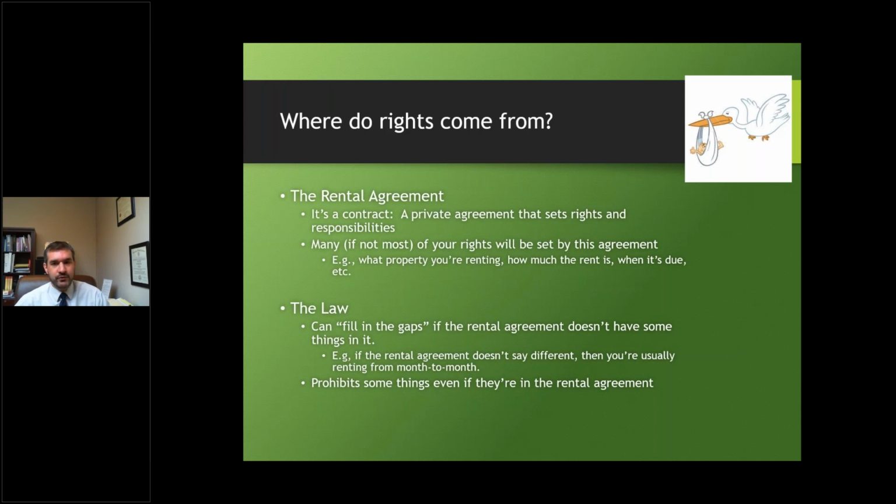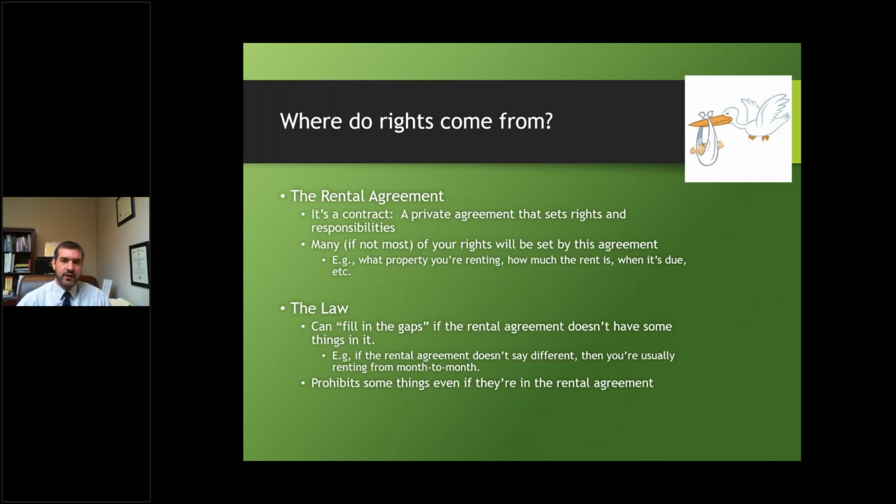Now, in addition to the rental agreement, there's also the Residential Landlord-Tenant Act. There are also some what are called common law rules, which are basically just rules that courts have developed over time to make decisions in various cases. And that's generally called the law. And the law can fill in certain gaps.